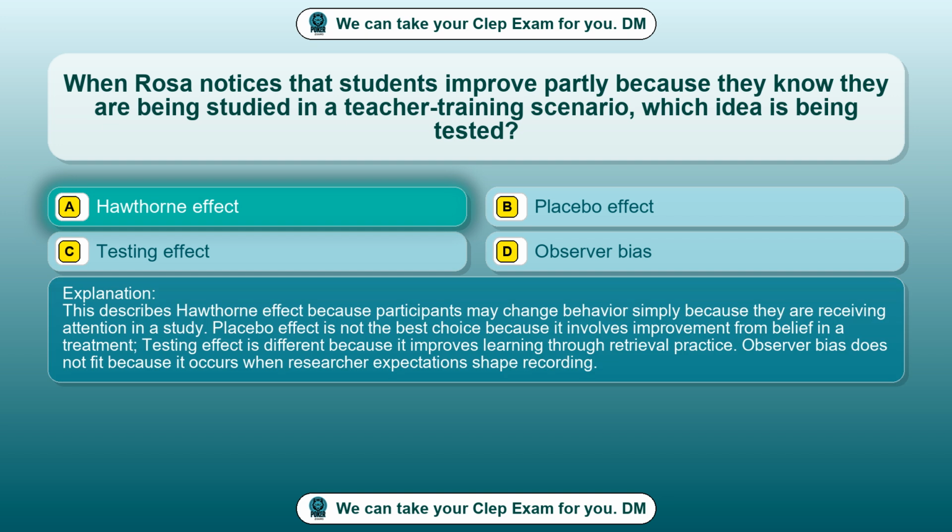This describes Hawthorne effect because participants may change behavior simply because they are receiving attention in a study. Placebo effect is not the best choice because it involves improvement from belief in a treatment. Testing effect is different because it improves learning through retrieval practice. Observer bias does not fit because it occurs when researcher expectations shape recording.